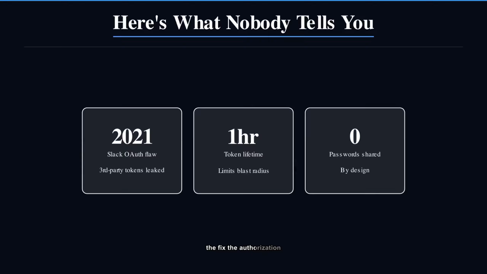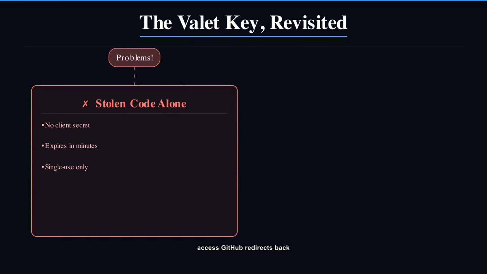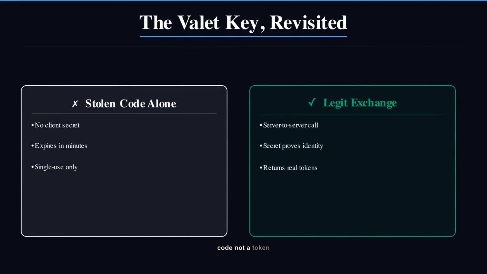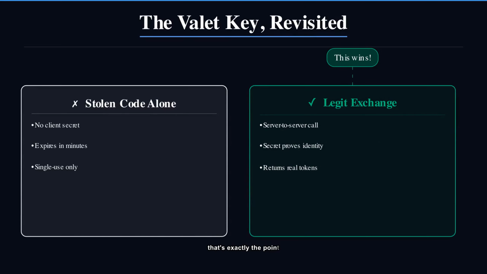Here's the fix: the Authorization Code Flow. Your app redirects you to GitHub's login page, never touching your password. You approve access. GitHub redirects back with a short-lived code, not a token. That code is worthless on its own, and that's exactly the point.